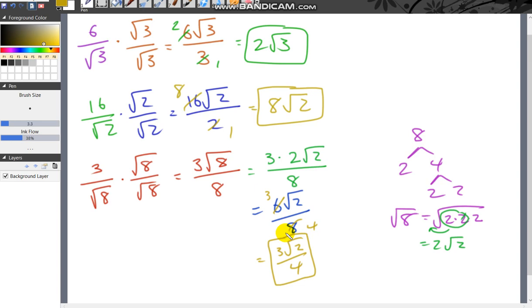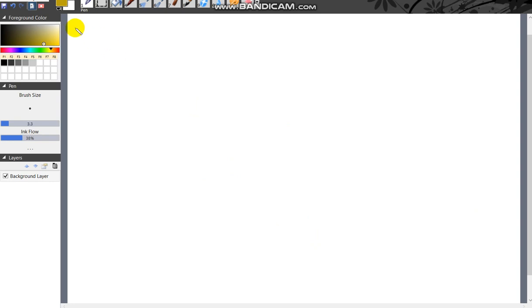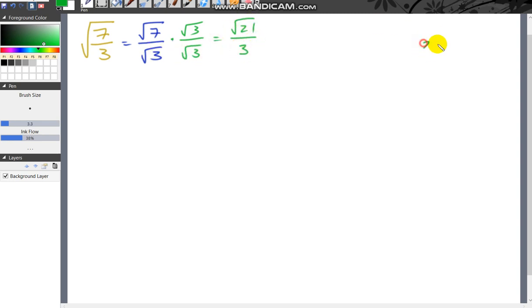Okay, I'm going to go ahead and clear the screen and show you a different example. So next one, square root of 7 over 3. This changes to square root of 7 divided by square root of 3. Then we're going to multiply top and bottom by square root of 3. So this is square root of 21 divided by 3. 21 breaks up into 7 and 3, so basically we're done here. I don't think that can be simplified any further.